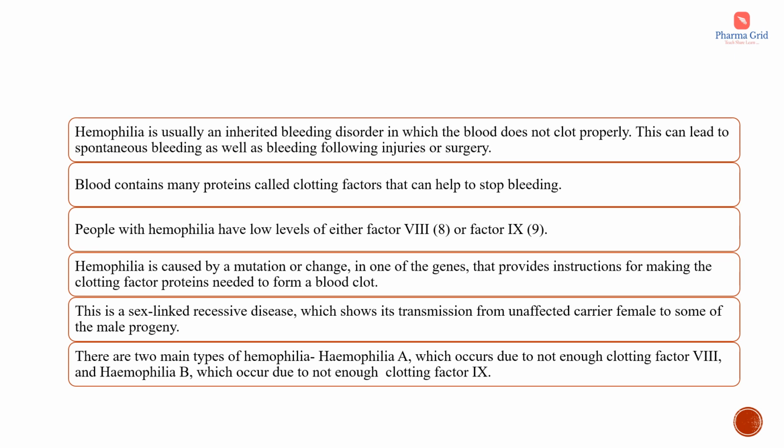This is also a sex-linked recessive disease which shows its transmission from unaffected carrier female to some of the male progeny. There are two main types of hemophilia, that is hemophilia A and hemophilia B. Hemophilia A occurs due to low levels or deficiency of clotting factor 8, whereas hemophilia B occurs due to not enough clotting factor 9.